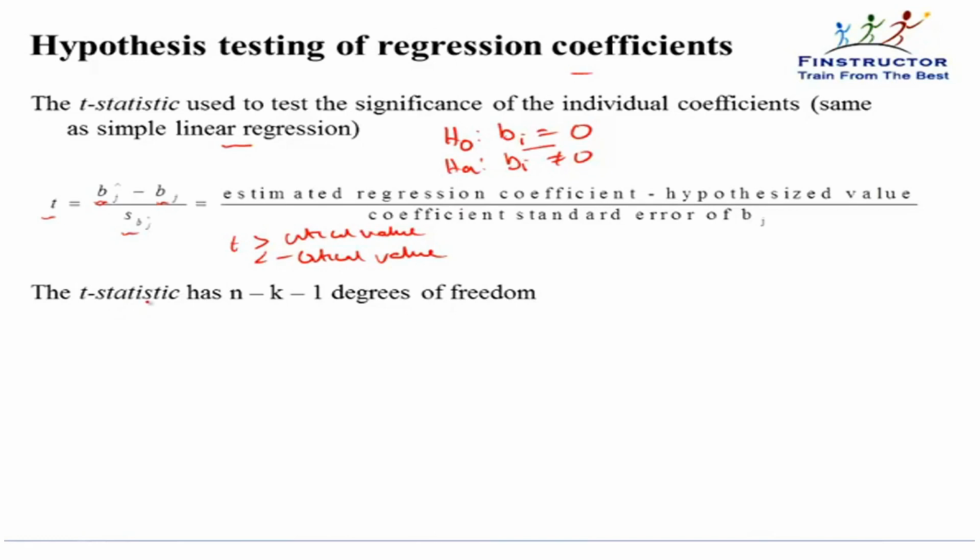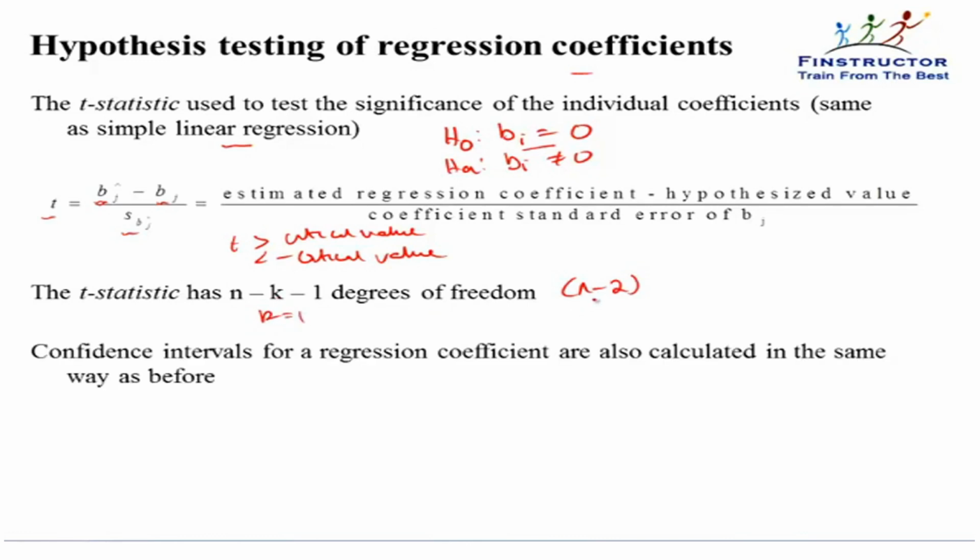Please note, the t-test in regression has n minus k minus 1 degrees of freedom. In linear regression, recall this was n minus 2 because k was 1. K is the number of independent variables in the analysis. The confidence intervals for the regression coefficient are also calculated in the same manner. So whatever is the estimated coefficient plus minus the standard error times the critical value will give us the confidence interval of the regression coefficient, the same as in linear regression.